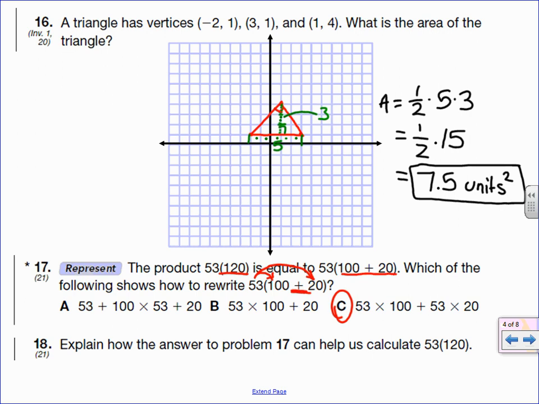It says, explain how the answer to problem 17 can help us calculate 53 times 120. So I'm just going to describe it in words, and then you can write down your own answer. Basically, I might not know offhand how to do 53 times 120, but 53 times 100 is pretty easy, since you would just add 2 zeros. And 53 times 20 is pretty easy, because all I'm doing is multiplying 53 by 2 and adding a 0. So when we turn things into just having zeros, then the multiplication becomes easier.